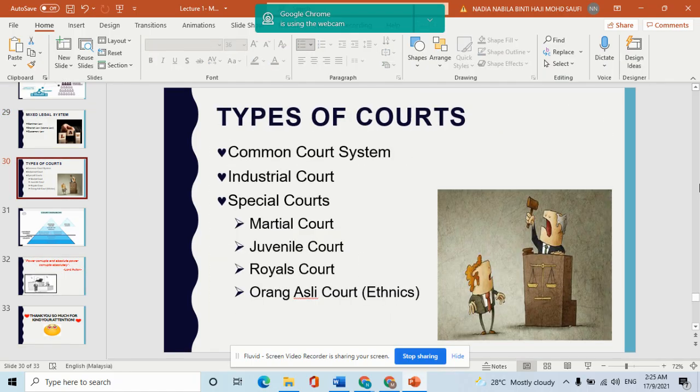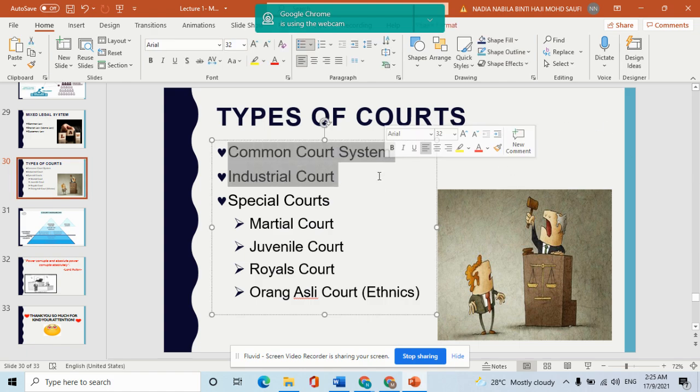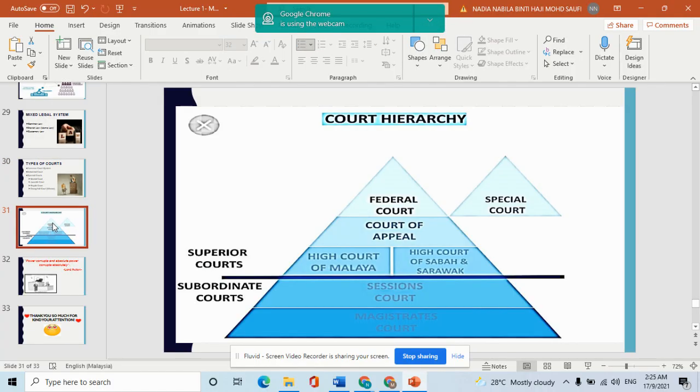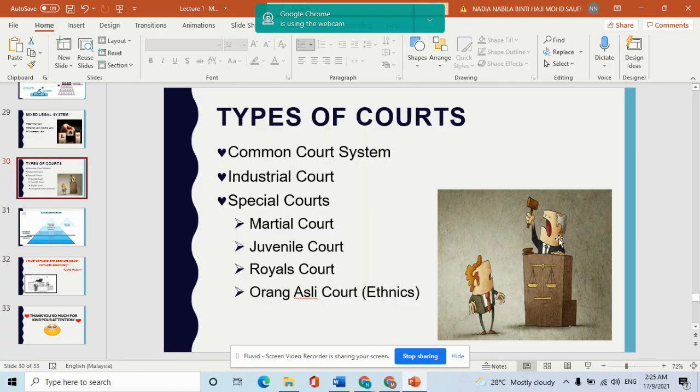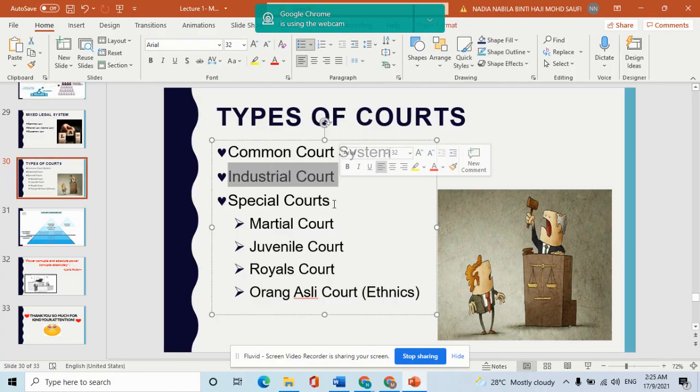Next, types of courts in Malaysia. Okay, so for types of courts, we have the common court system, which is this one. I'll explain later. The industrial court, which governs all matters of private law, matters that business owners or company owners would have to deal with. Next, special courts.